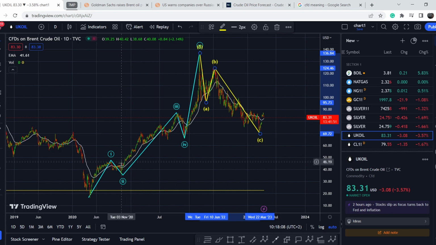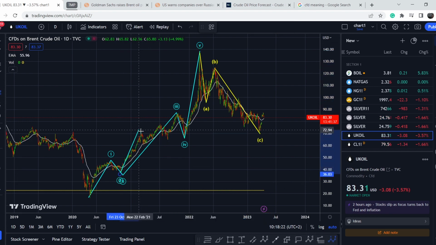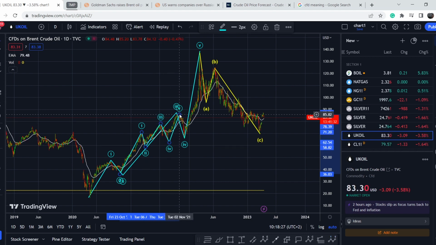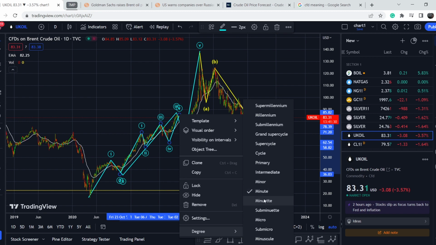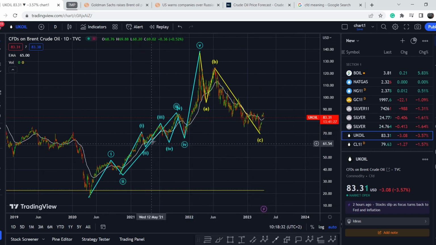But the problem is right here in the third wave, because according to Elliott wave theory we cannot have a third wave that is shorter than the two other impulsive waves. And in this case right here definitely we can see this is our first, second, third, fourth and fifth. And we have to downgrade this scale, this degree, and we cannot have this wave that is the shortest one. This means this count is pretty much invalidated, and we cannot use it in our forecast.